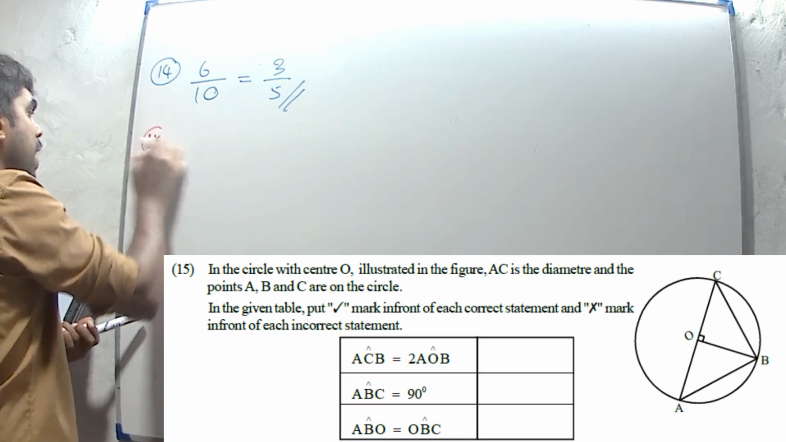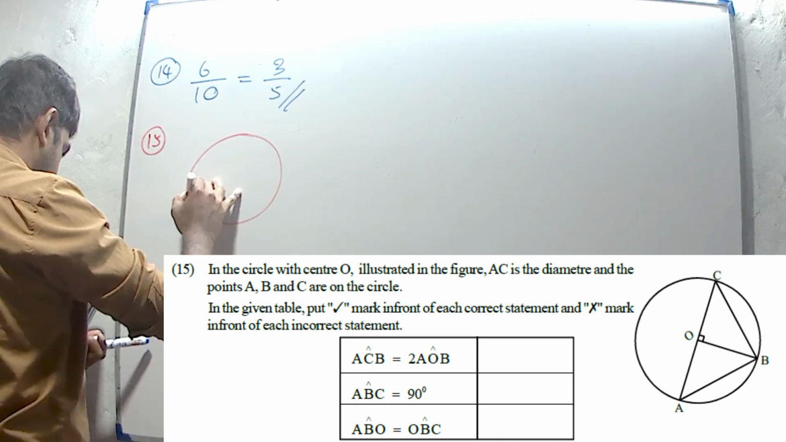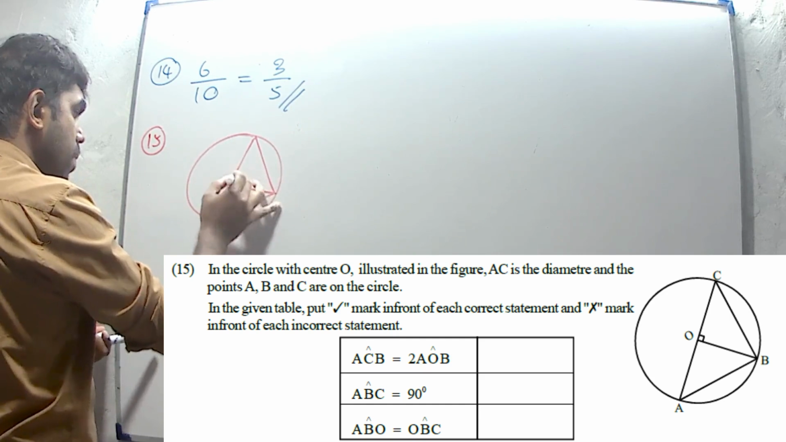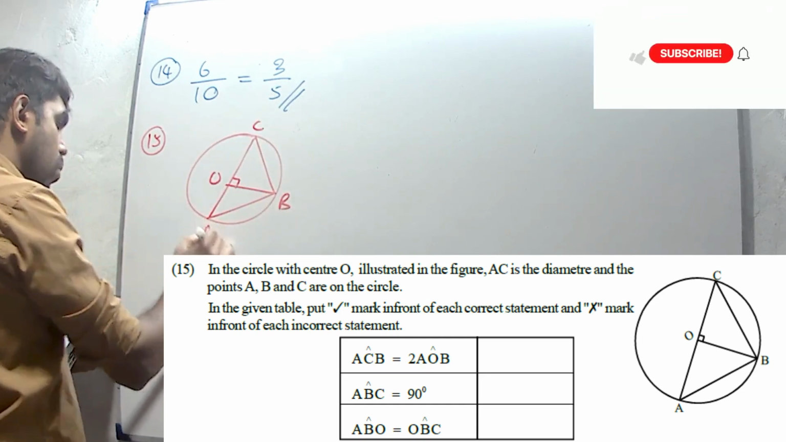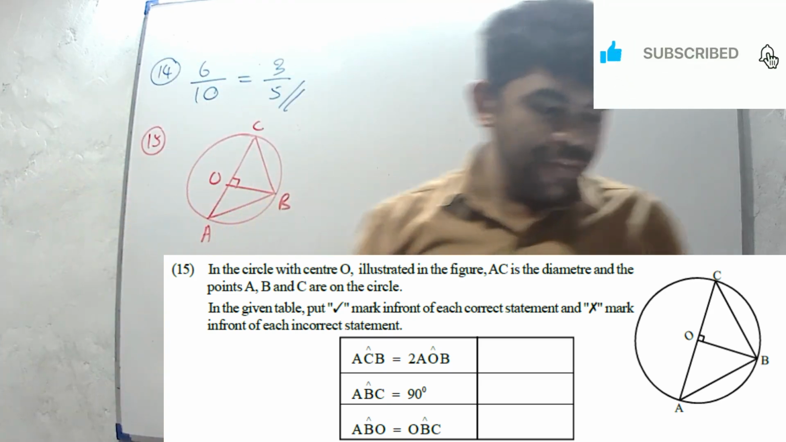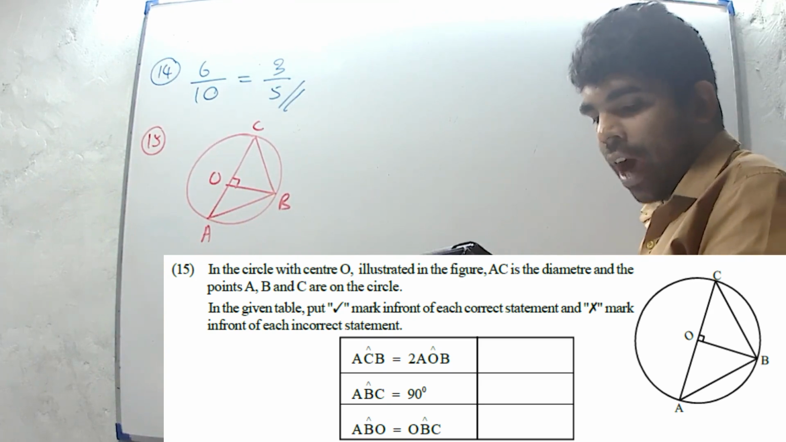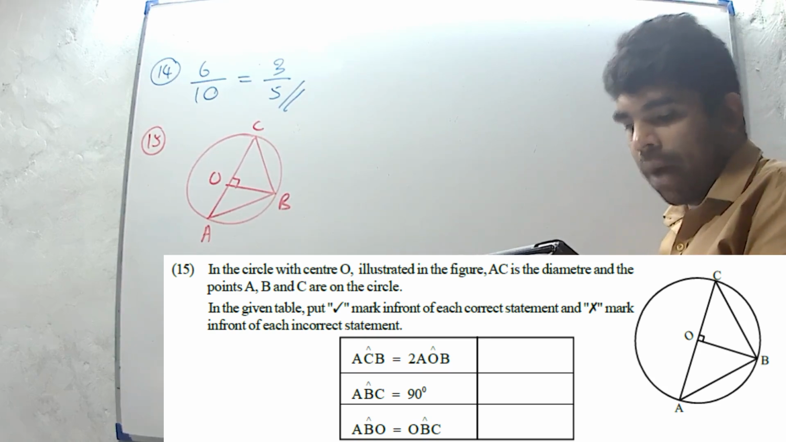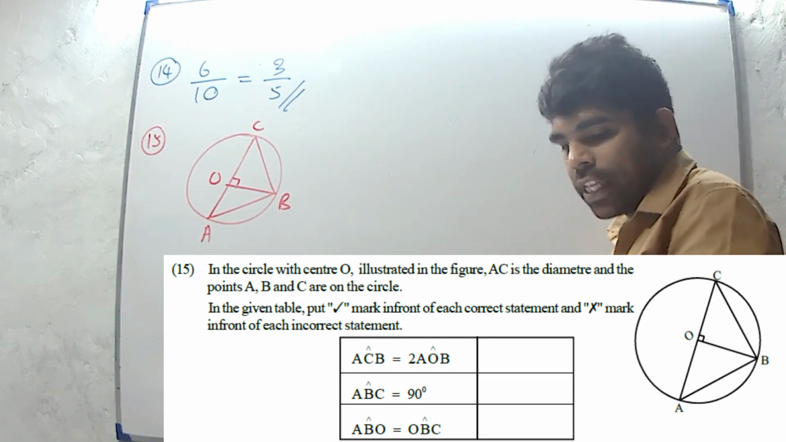Then question number 15. There is a diagram like this. O, C, B, A. In the circle with center O, illustrated in the figure, AC is the diameter and A, B, C are on the circle. In the given table, put a tick mark in front of each correct statement and a cross mark in front of each incorrect statement.